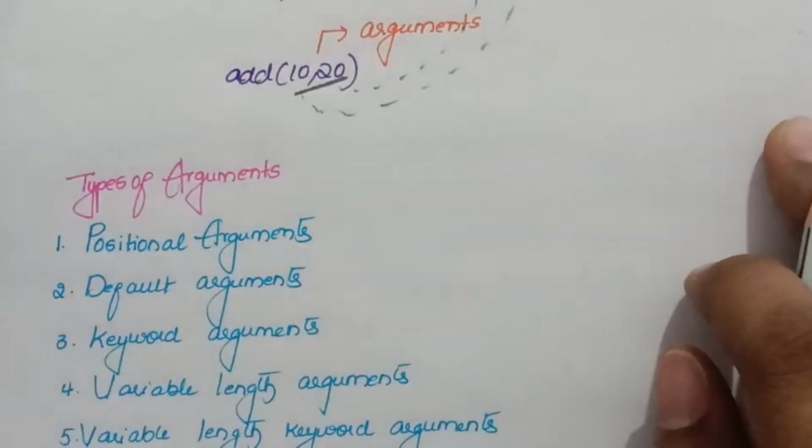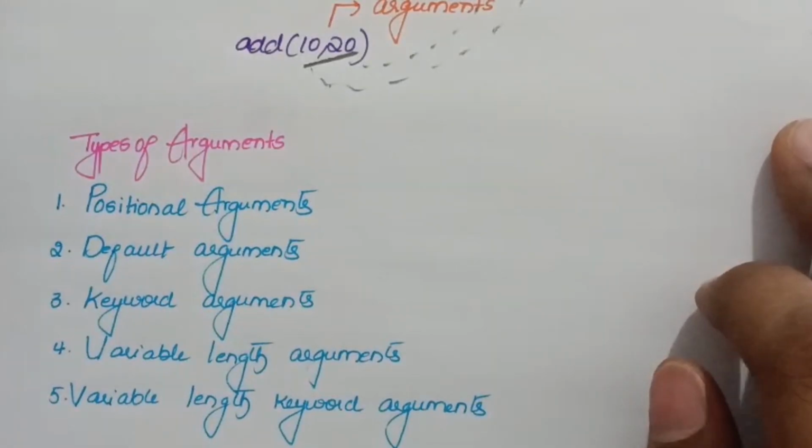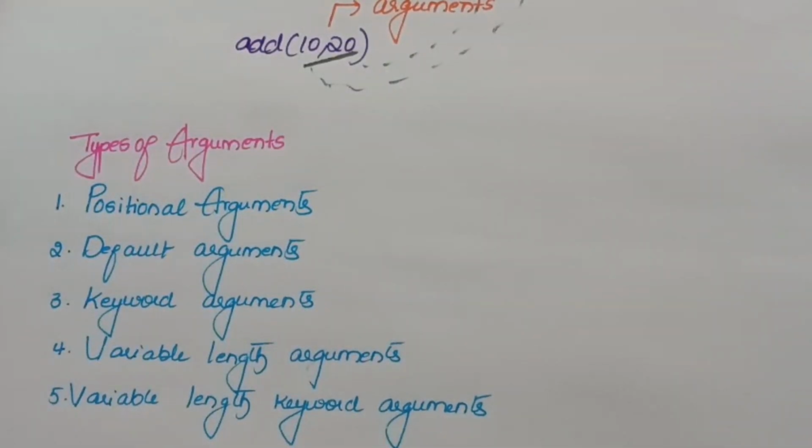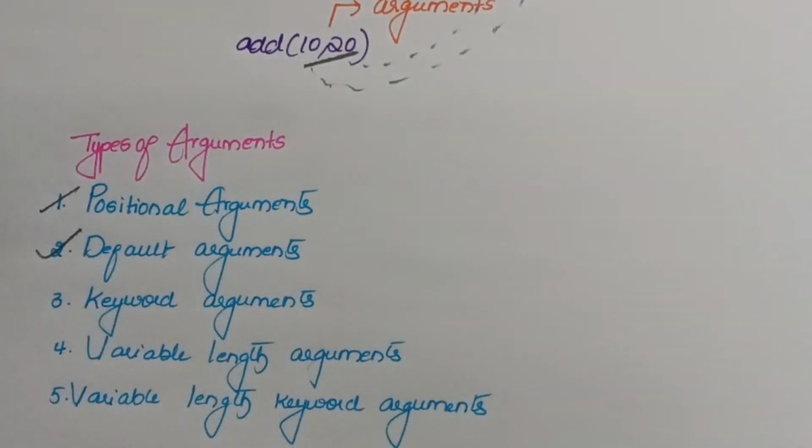Now, there are different types of arguments available in Python. They are broadly classified into five types: positional arguments, default arguments, keyword arguments, variable length arguments, variable length keyword arguments. In this video, we will discuss about first two types of arguments, and in the next video, we will discuss about next three types of arguments.